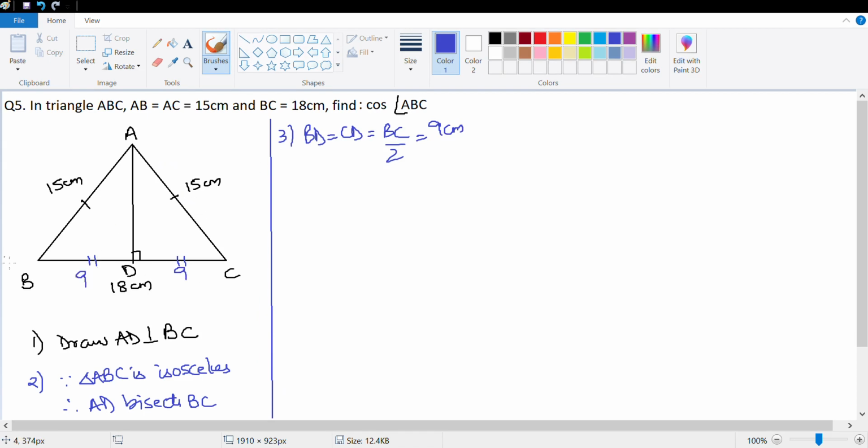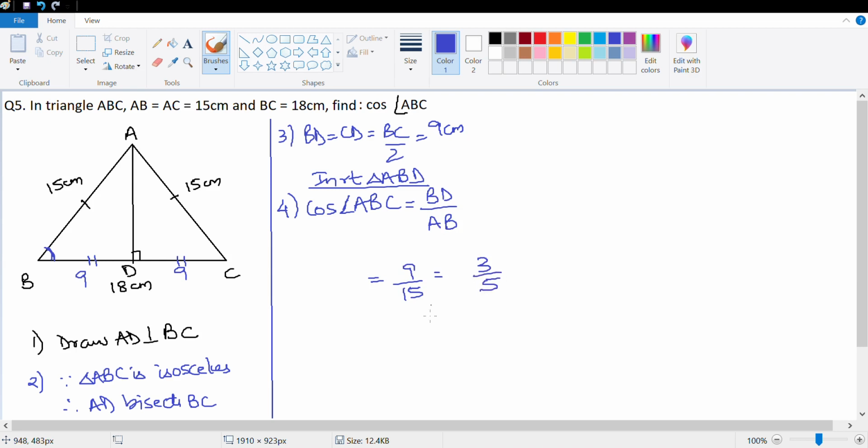We need to find cos angle ABC. So this is my reference angle. Cos would be base upon hypotenuse, which means 9 upon 15. So that should give me my answer. Good. So cos angle ABC. So we are looking at in a right triangle ABD. So this is the reference triangle, which would mean it is equal to base, in this case BD, upon hypotenuse, which is AB, which is 9 upon 15, which is equal to 3 upon 5, which means cos angle ABC is equal to 3 upon 5.